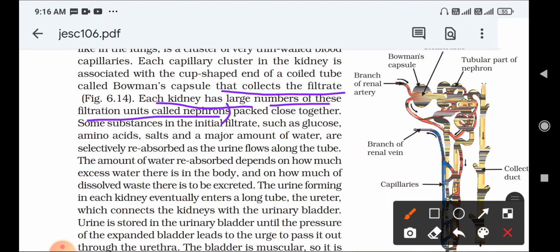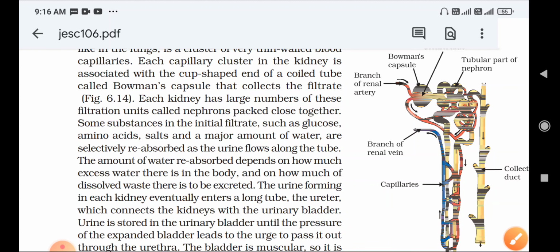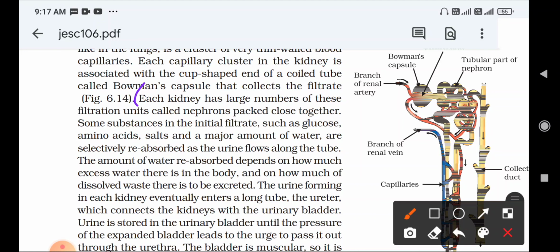What are nephrons? Each kidney has a large number of filtration units called nephrons. You can write: a large number of filtration units in the kidney are called nephrons. Nephrons are packed closely together, very tightly and compactly next to each other. Some substances in the initial filtration, such as glucose, amino acids, salts and a major amount of water, are selectively reabsorbed as the urine flows along the tube.